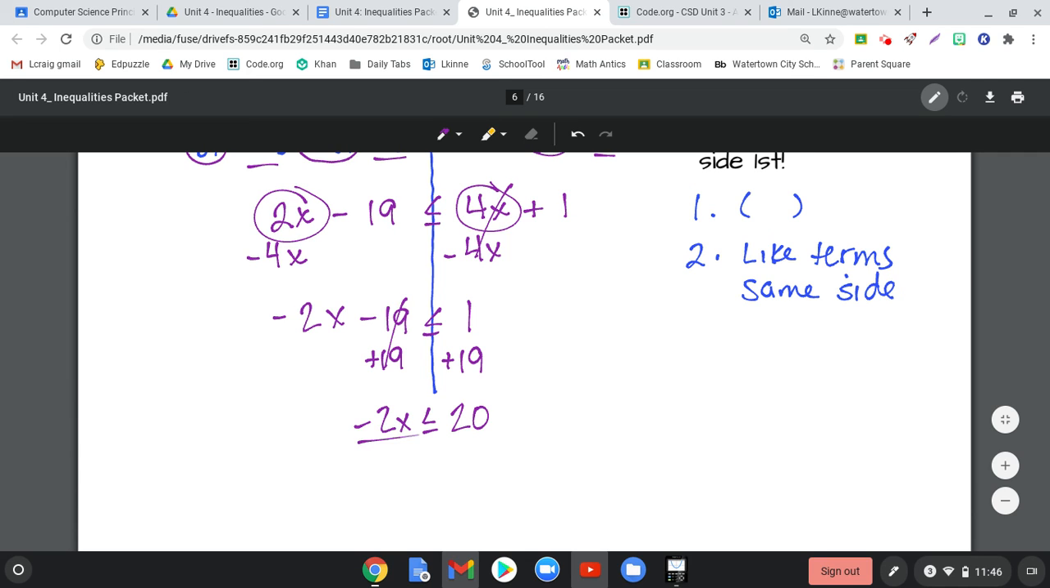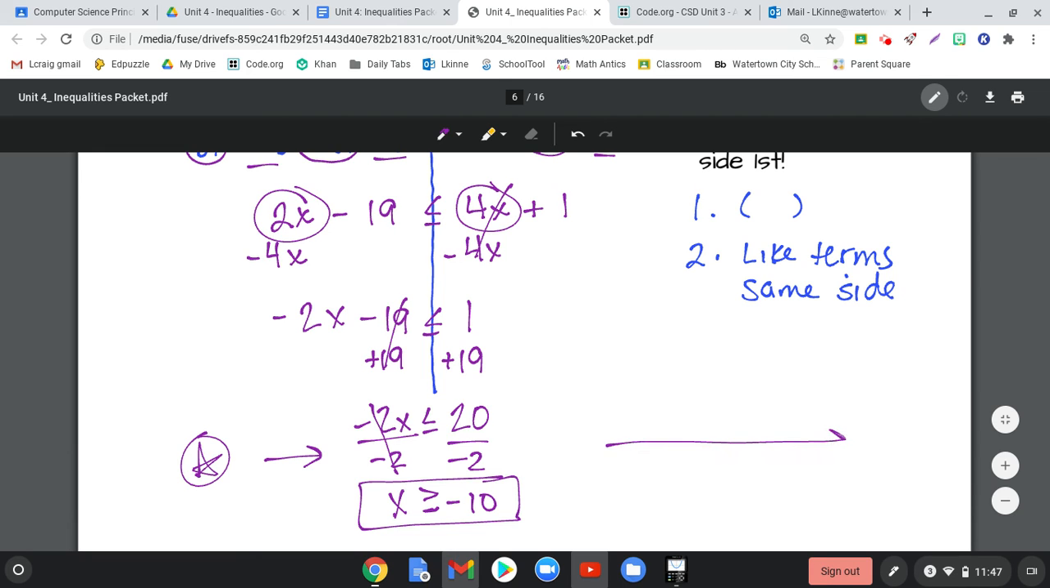And then lastly, we're dividing by negative 2, and oh, there's that rule again. So since I'm dividing both sides by a negative, it's now going to be greater than or equal to negative 10. Each step individually isn't so bad. Just take your time with it.